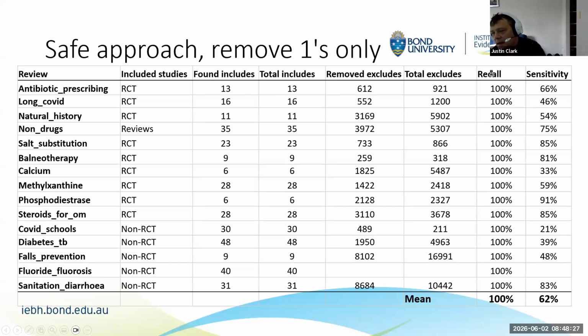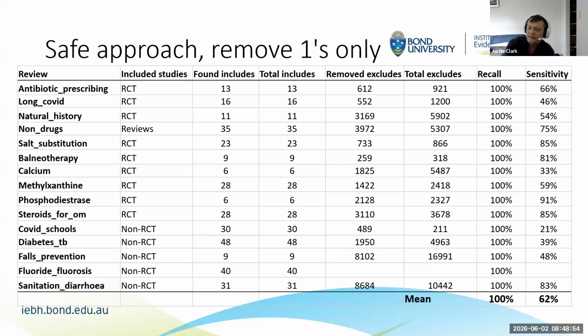But the important numbers are recall. So recall is after you put it through the MechaScreener, how many of the included studies were included, I should say, sorry. So 100% of the included studies were included by the MechaScreener tool after we used it.